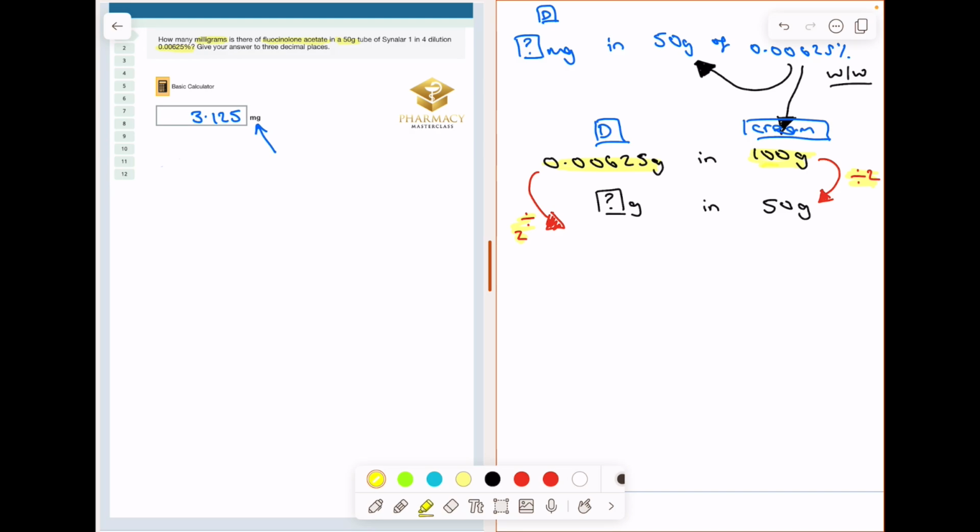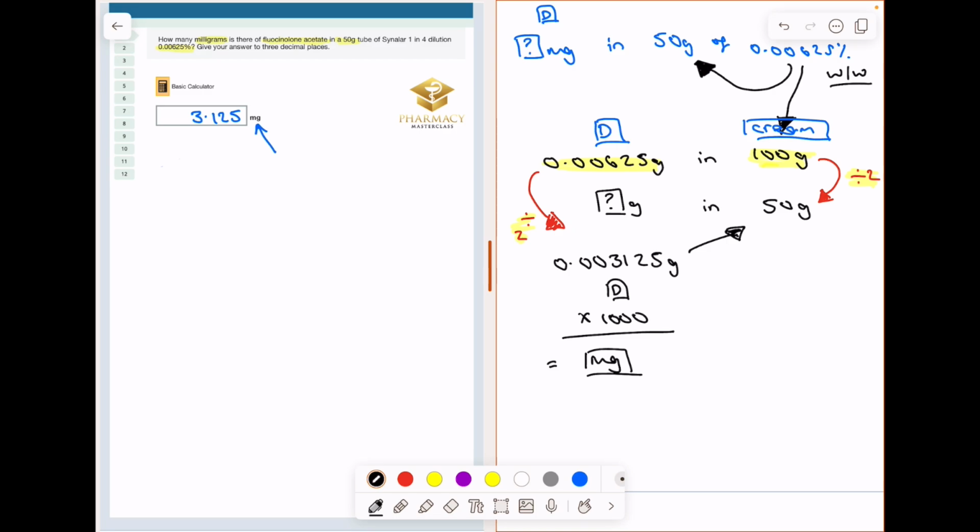So I'm going to divide 0.00625 on my calculator by 2, and that gives me an answer of 0.003125 grams. So that's how many grams of drug I've got inside this 50 gram tube. Now the question wants my answer in milligrams, so I need to times this by 1,000 to convert it to milligrams, because there's 1,000 milligrams in a gram. On your calculator, if you press times 1,000, you get 3.125 milligrams. And the answer is to 3 decimal places, which we're already in, which is correct.